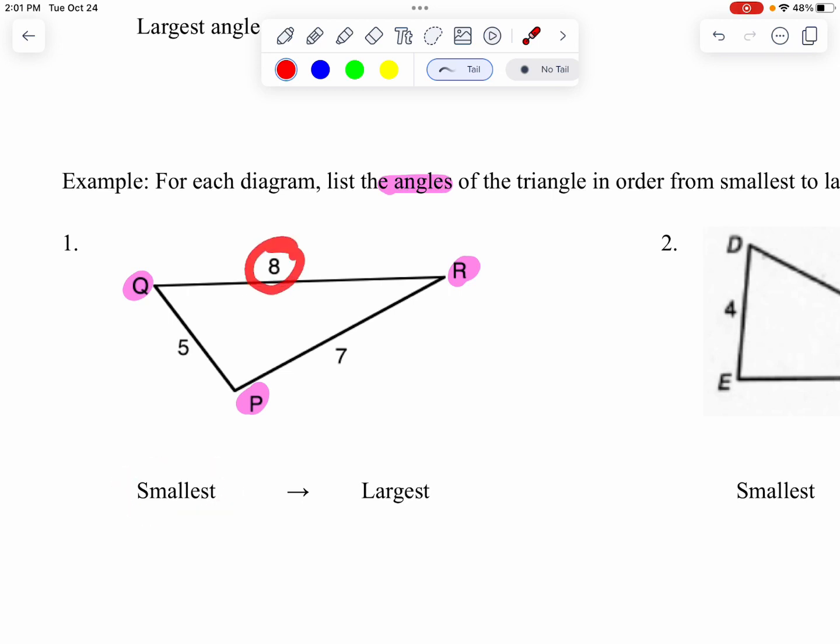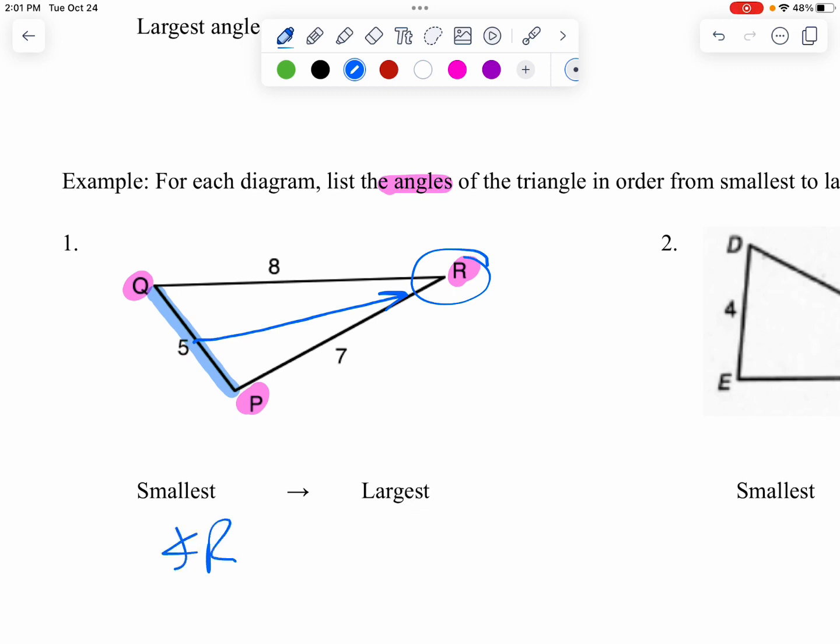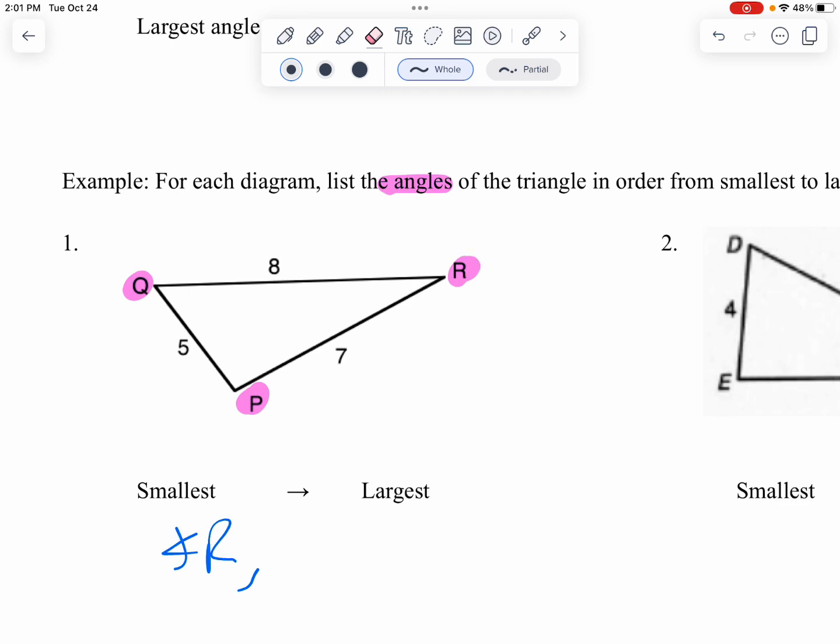Did you know that the smallest angle is across from the smallest side? So can you look at these three side lengths and tell me which one is smallest? The smallest one is this one. That means that the smallest angle, this is really cool, is this one. Angle R is the smallest. Okay, what is the next smallest one?